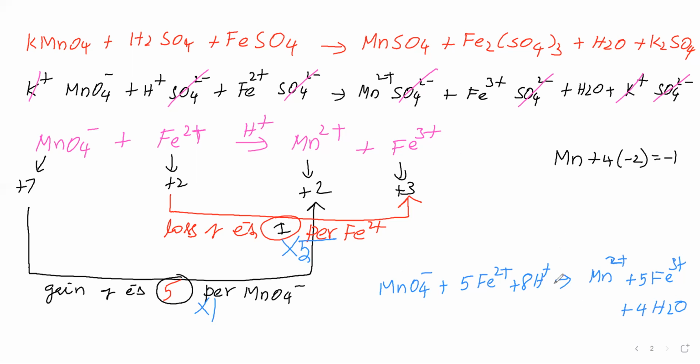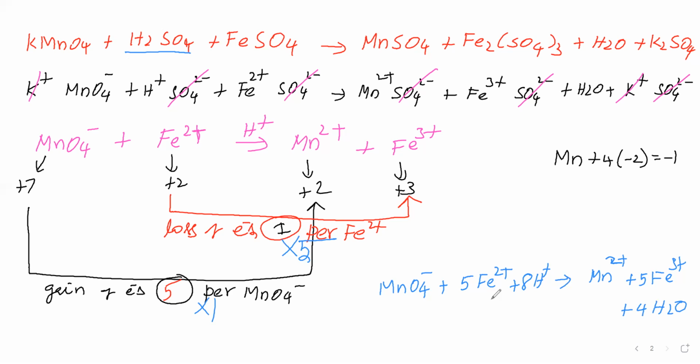Why have we balanced the hydrogen using H plus? Because the medium is acidic. How do we know the medium is acidic? See this, what is this? Sulfuric acid. Sulfuric acid is there in the chemical reaction, which means the medium is acidic, isn't it? Sulfuric acid is there in the chemical reaction, therefore the medium is acidic.